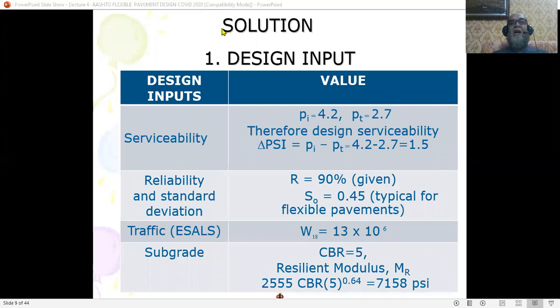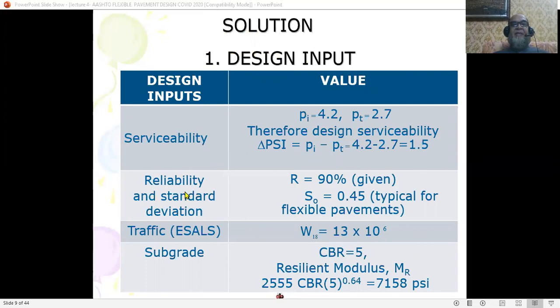Now, what are the solution steps? First, we are going to populate the design inputs. The first parameter that is required in the AASHTO method is serviceability. It is defined in terms of PI and PT. Both are given in the problem. So what we need to do is just calculate delta PSI, that is the change in PSI, PI minus PT, and it comes out to be 1.5.